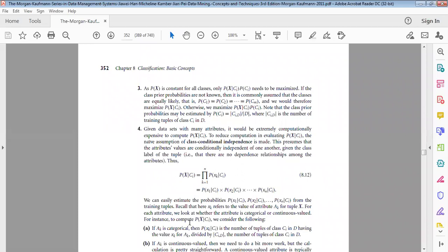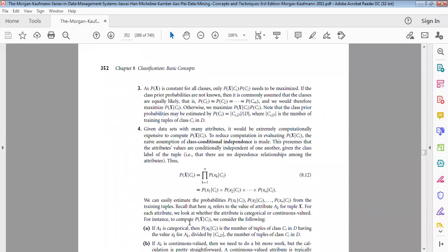And the next one, the fourth point, is class conditional independence. Given data sets with many attributes, it would be extremely computationally expensive to compute the probability of the evidence X given Ci. To reduce the computation in evaluating the probability of evidence X given Ci, the naive assumption of class conditional independence is made. So simply you can represent the relationship between the attributes.